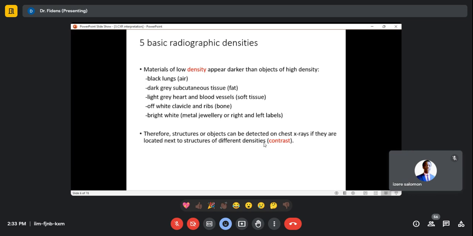Otherwise, I have told you, sorry, the reason why you cannot see the bronchi in the lungs is because the bronchi contain air and the alveoli contain air also. You see, because they have the same density, you cannot recognize them in the lungs. But blood vessels in the lungs, you can see them because they contain different densities. Okay, so when two different structures are located next to each other, you can recognize them. That's what you call normal contrast in radiology.